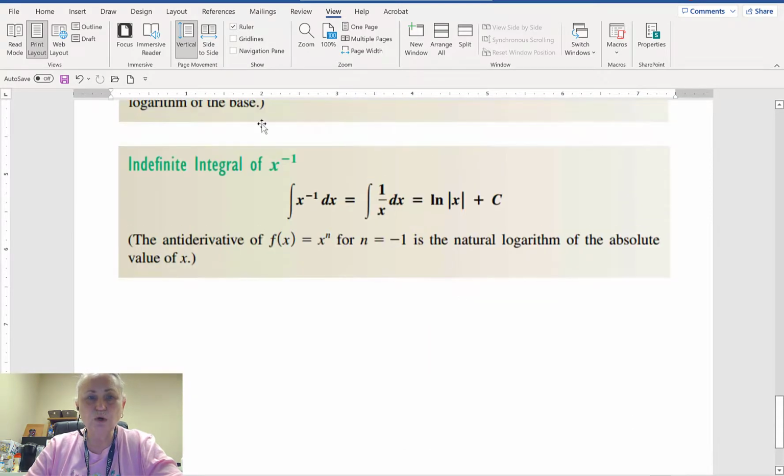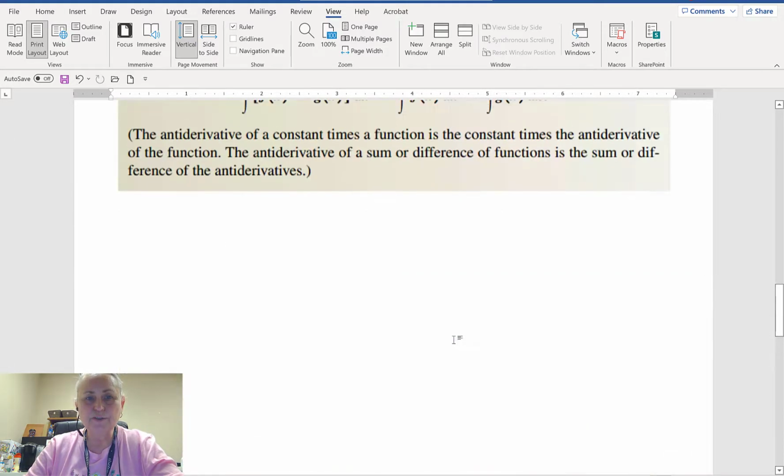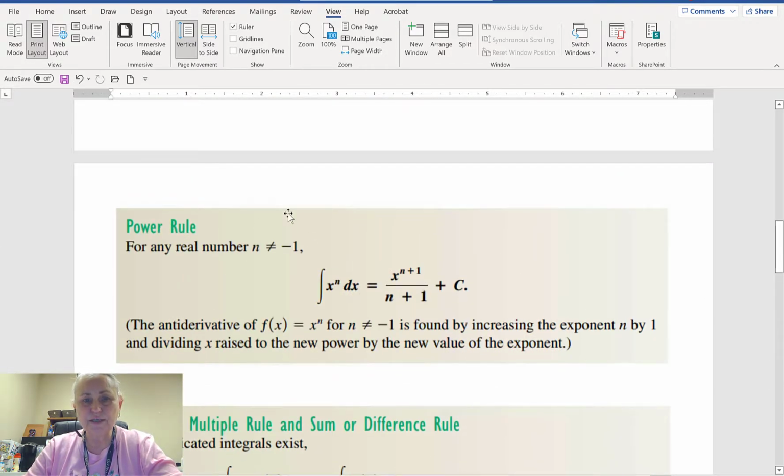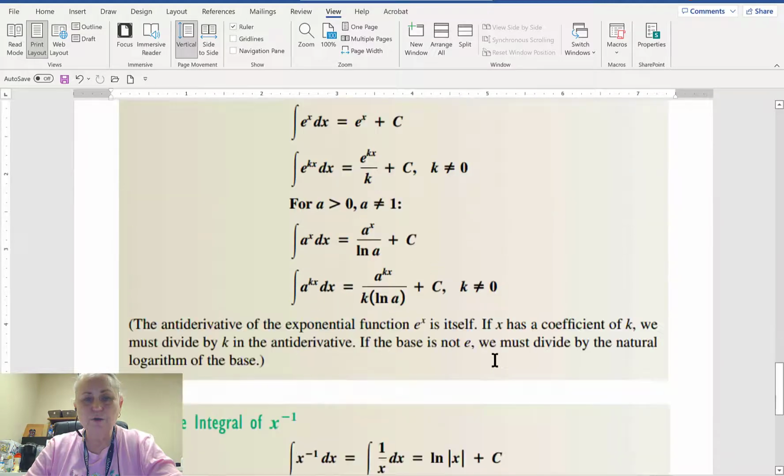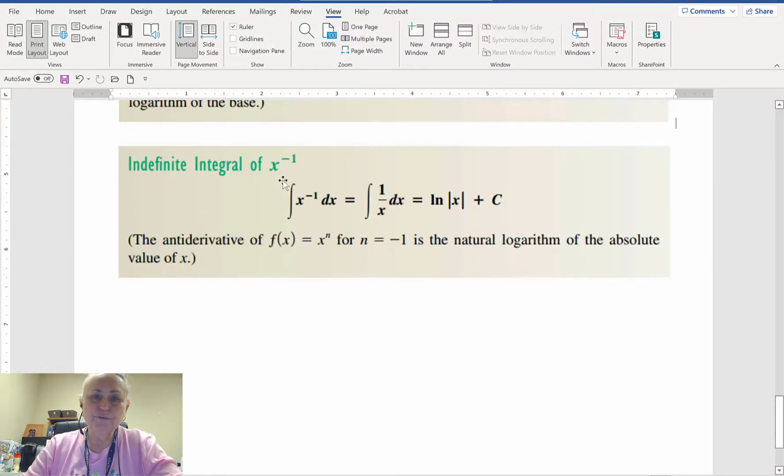All right, and now the last one is, what do we do when we have an exponent of -1? Remember, when we did the exponent rule up here, we said that the exponent cannot be -1 for this rule. So we have a rule for it that says, if you have x to the -1, that means 1 over x. Now, if you remember, when we took the derivative of the natural log, it was 1 over x. So that's why this is the natural log. And we put absolute value around this x to indicate that this has to be a positive value.